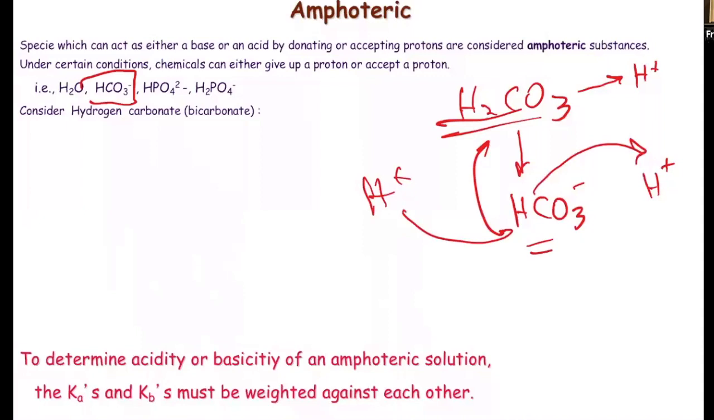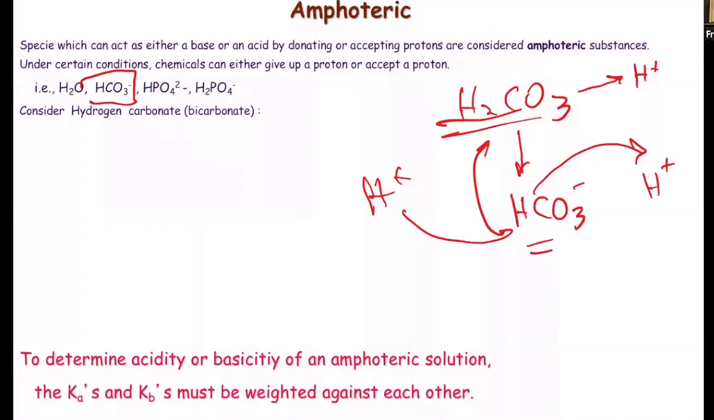So that's an amphoteric chemical. It can give up its extra hydrogen that it has, or because it's lost that hydrogen, it can gain it back. Why can it gain it back? Because it's a weak acid. By definition, a weak acid will release its hydrogen and take back its hydrogen. It's in an equilibrium state, okay? So bicarbonate is an amphoteric chemical.